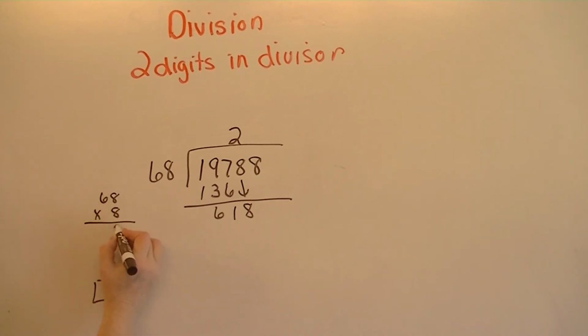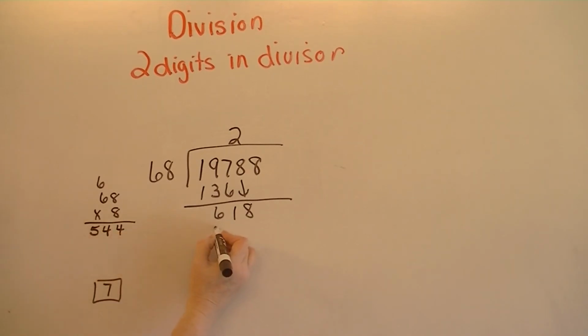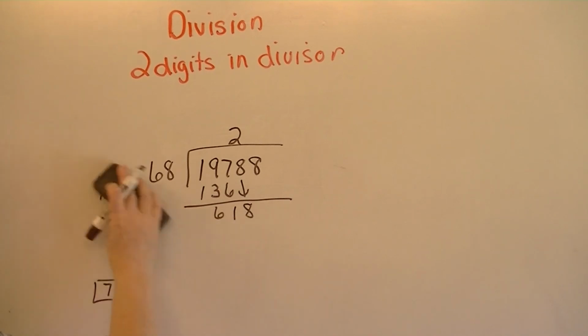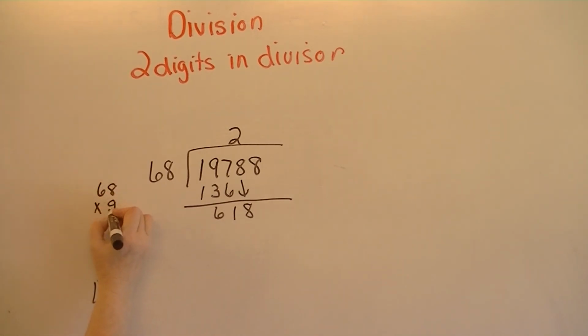8 times 8 is 64, carry your 6. 8 times 6 is 48, and 6 is 54. Alright, let's see how we did. We're going to subtract. Okay, and I'm going to come out with a 7. We're going to have to go up to 9 because this number's bigger. Like I said, this gives you a great method to make a good guess the first time. So now we know it's going to be 9.